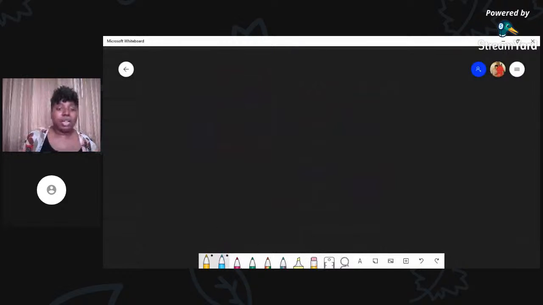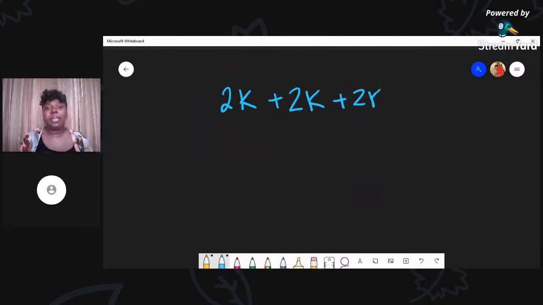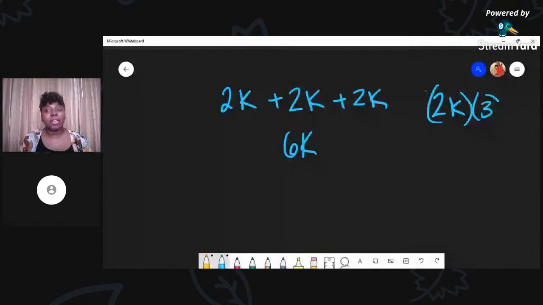Let's say you have 2k plus 2k plus 2k. How many k's is that? That's 6 Ks. So I could add them up together like this, or I can do 2k times 3. Isn't that the same thing? Yes. So multiplication is really me just adding these all together. That's why with multiplication, we can combine everything together.